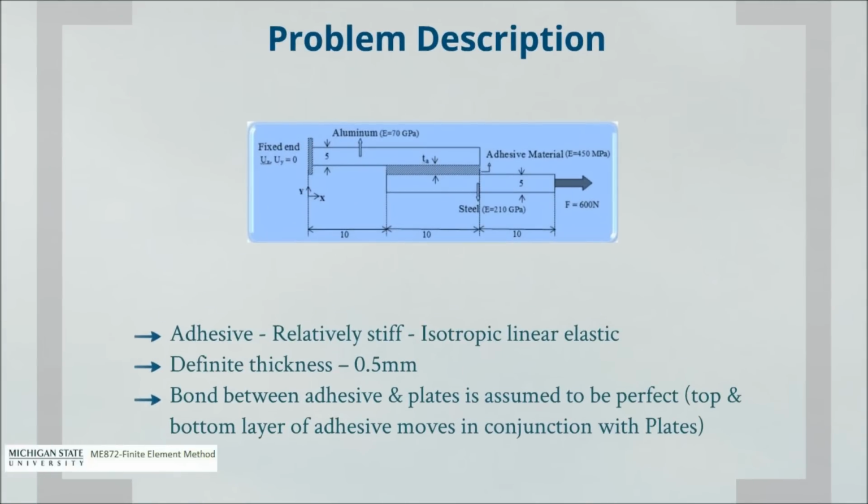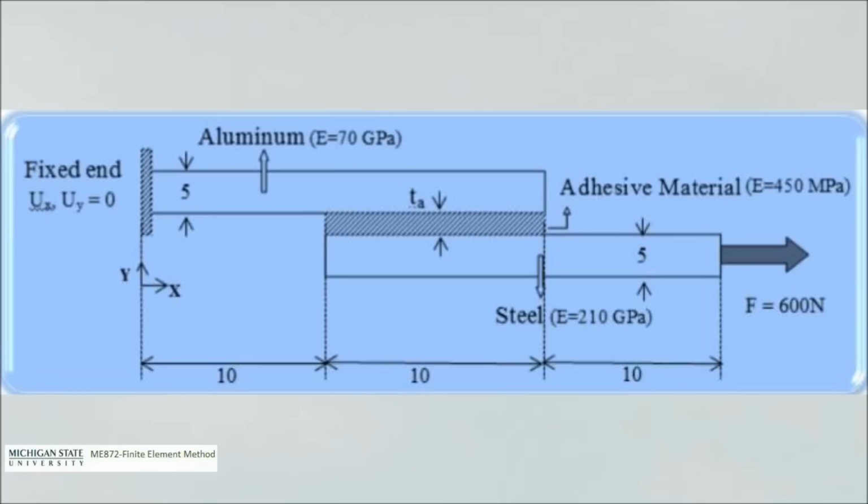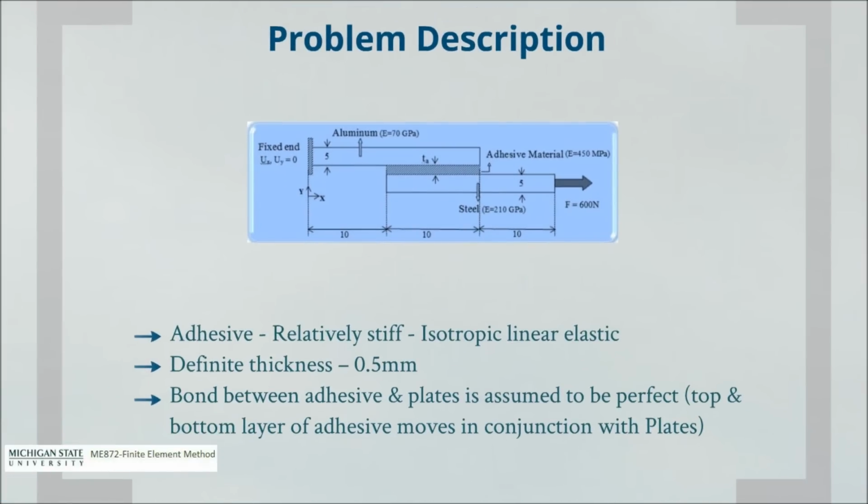Plate configuration is shown here. As you can see, two plates are bonded together with an overlap length of 10 mm. Top plate is aluminum and bottom plate is steel. It is fixed at one end and force of 600 Newton is applied on the other end. For simplicity, adhesive is considered as relatively stiff isotropic material of definite thickness. Bond is assumed to be perfect, that is, the edge nodes of adhesive move in conjunction with plate.